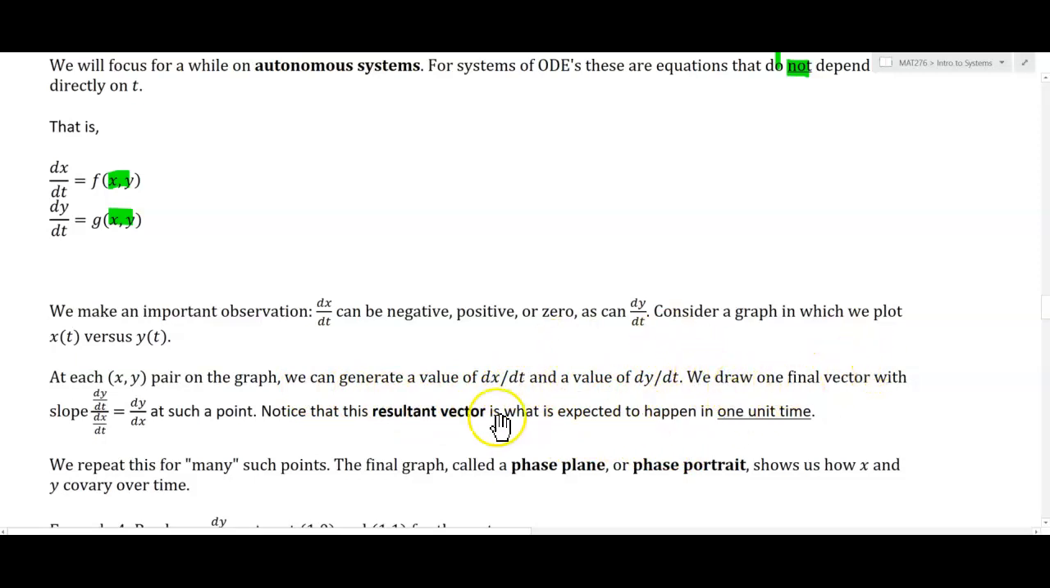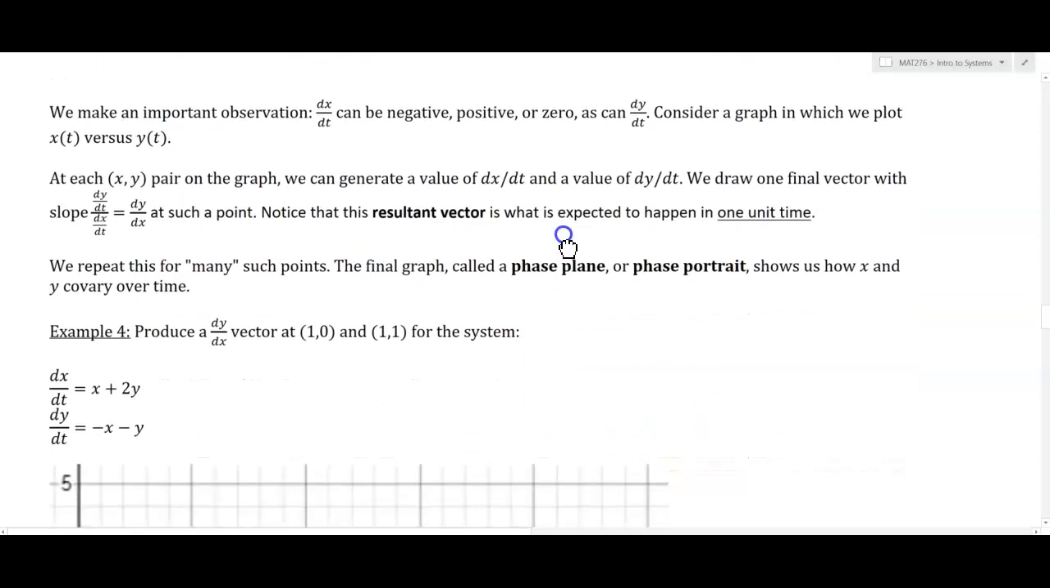Then I'll draw one final vector whose slope will be the comparison of dy dt to dx dt. In this ratio, the dt's cancel, and you're left with dy dx. Notice that this resultant vector is what is expected to happen in 1 unit time. We repeat this process for many such points, and the final graph we get is called a phase plane or a phase portrait, and it shows us how x and y co-vary over time.